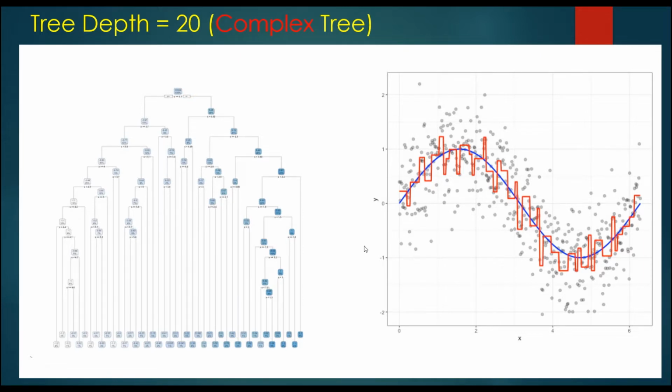When we have more splits, it captures more information about the data. This is one of the root causes of overfitting in decision trees, because our model will fit perfectly to the training data.